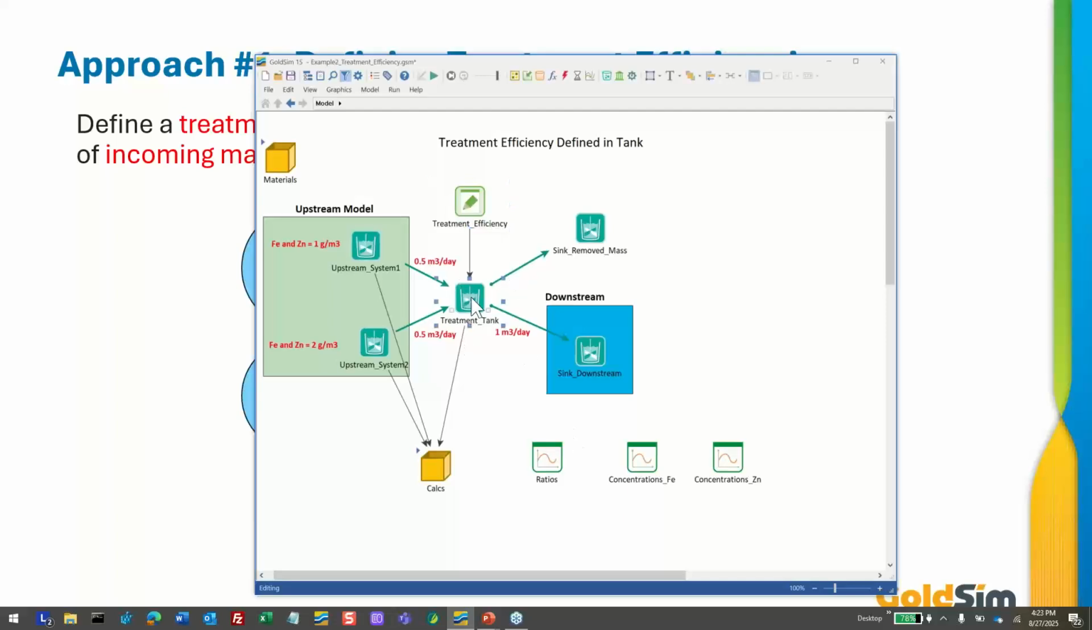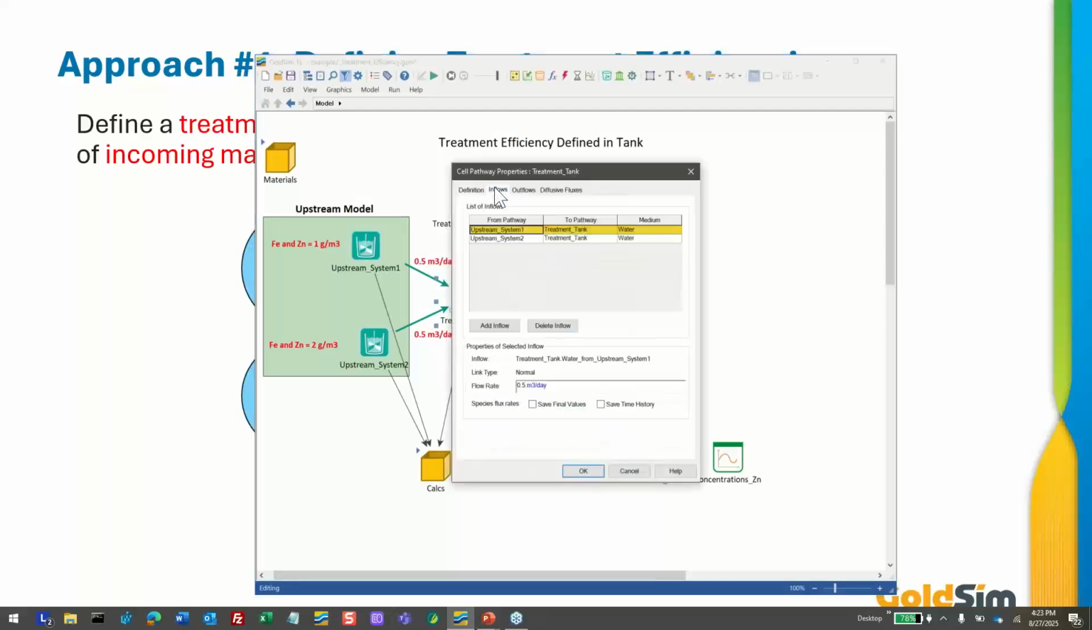In my treatment tank, we still have the same inflows coming in. It's no different than what I showed you before. And we have this outflow right here. This right here, we're flowing water at 1 cubic meter per day to the downstream system. That isn't changed at all.